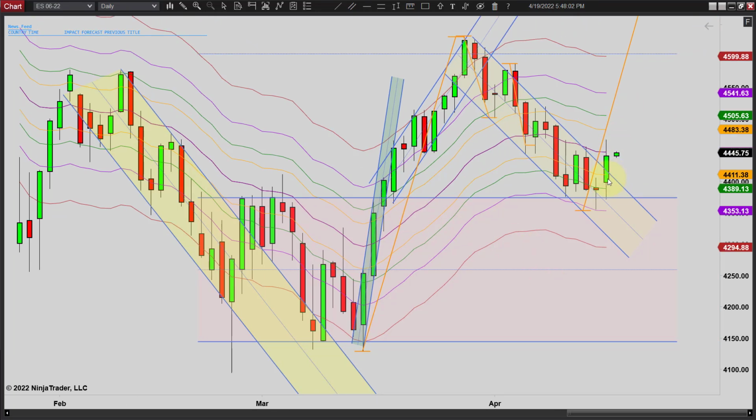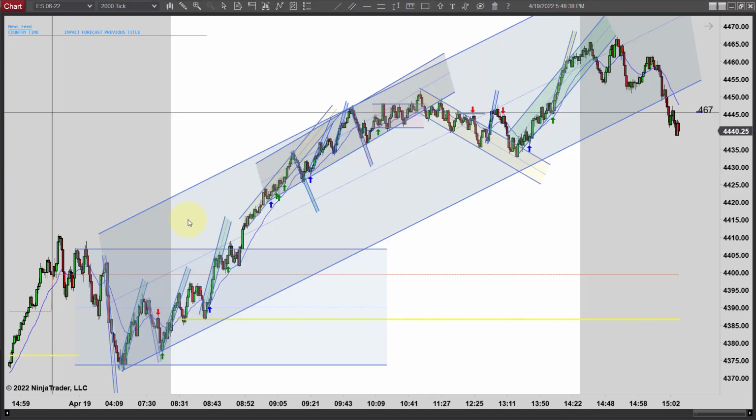You see it there. I'm not convinced we're trading out of here yet. We're still kind of working sideways here, but that is a nice reversal bounce out of there so far today. Today was a nice rally day. So anyway, let's flip over to the 2000 tick chart.